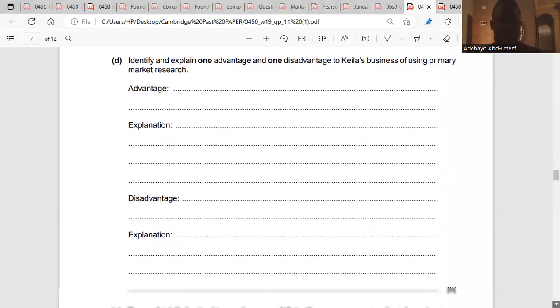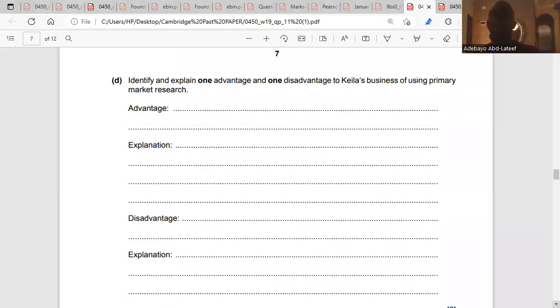Then we go to D. Identify and explain one advantage and one disadvantage to Kyle's business of using primary market research. When you use primary market research, it means you are doing this research yourself. It helps you to gather new information about the customers and manufacture products or services that your customers want or prefer. The disadvantage is that it can be expensive and time consuming. It takes a long time if the research is done as face-to-face interviews with customers.